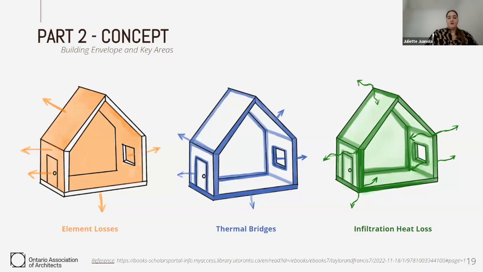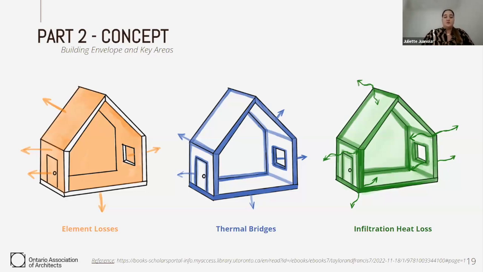With that, there are 3 key areas that can be looked into on the building envelope. The first part will be the elements themselves, and this will help identify element losses. This really has to do with the element's capacity to retain heat, and basically how well they insulate the building and how efficient they can be as components.